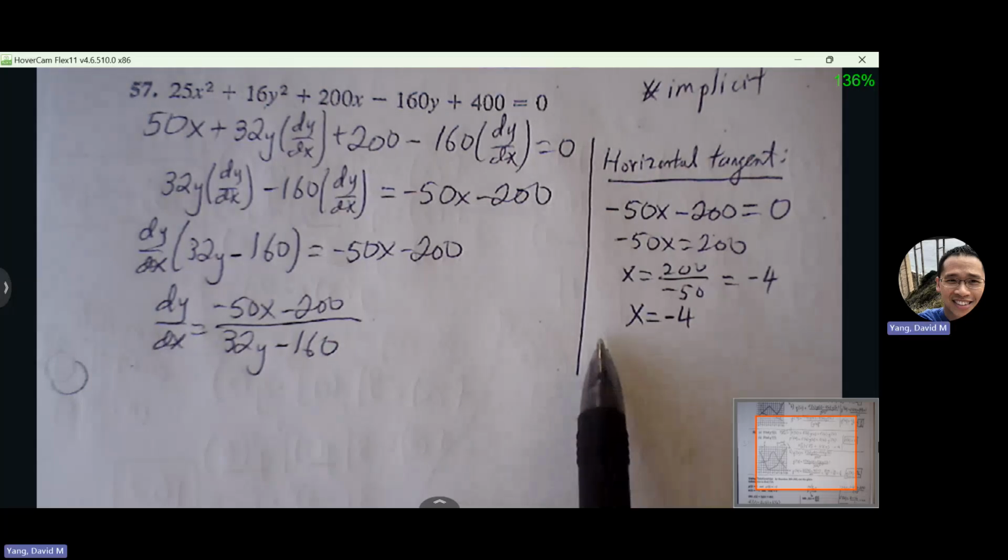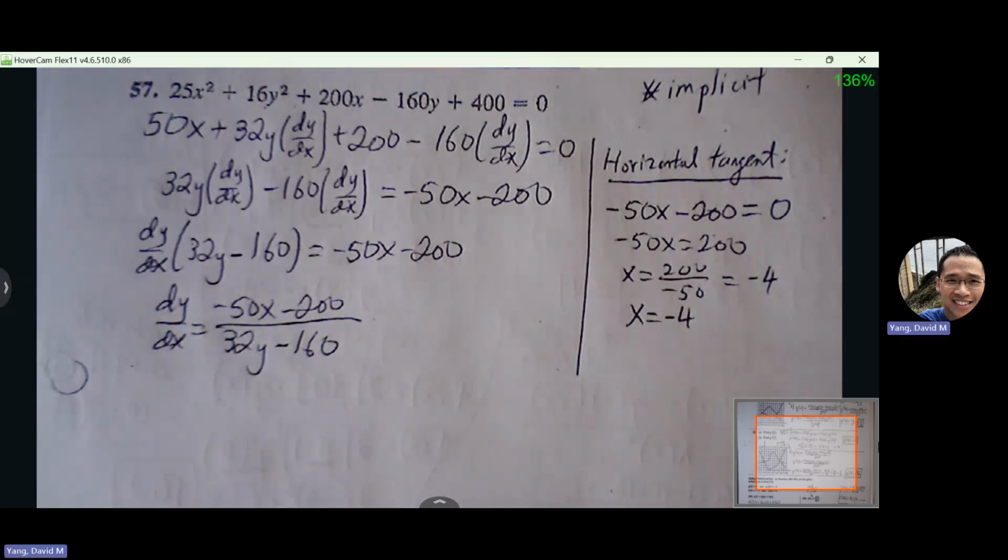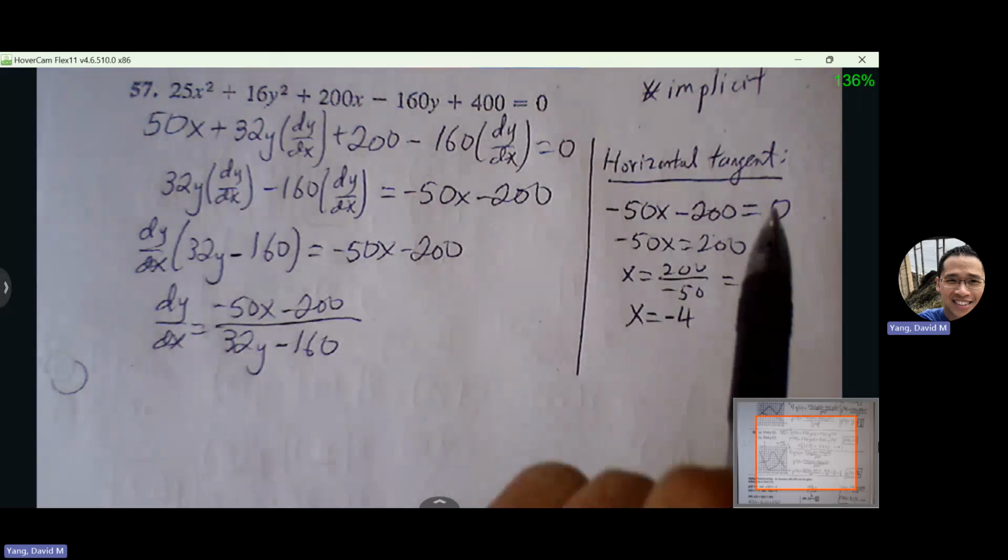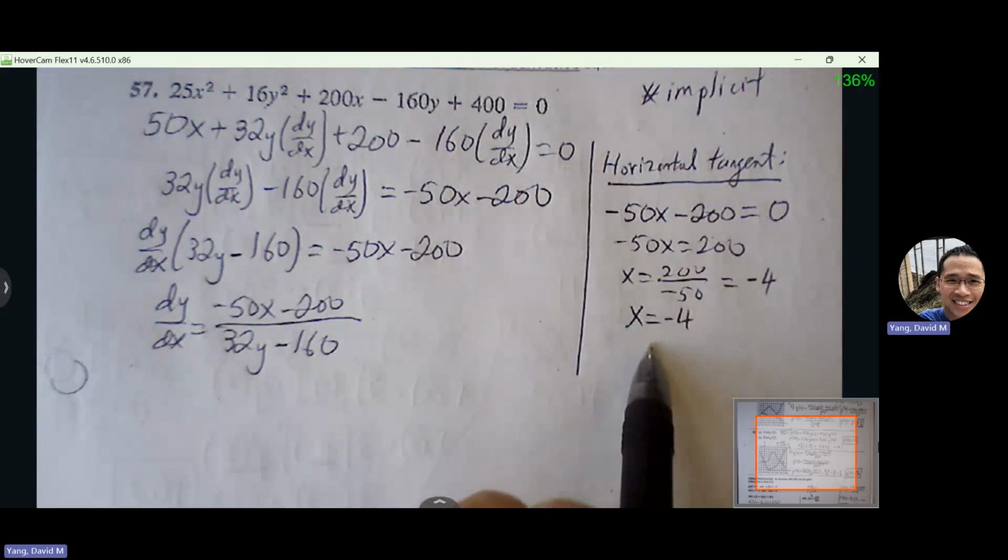Okay, we're not quite done yet, but any questions up to this point? So power rule for all the terms, collect your dy dx terms on the left side, factor your dy dx out, divide over, and then horizontal tangent, you're going to focus on the numerator. And I got x equals -4.